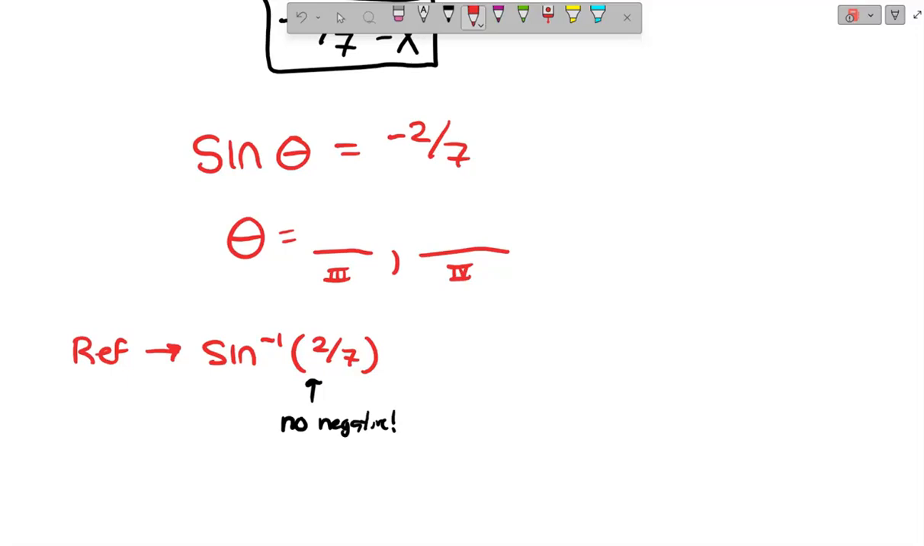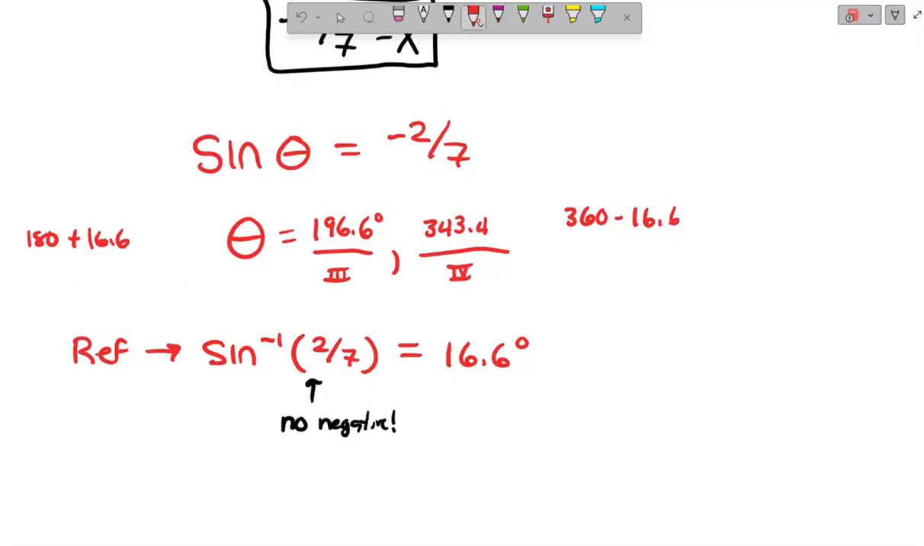So I put the sine inverse of 2/7 in my calculator. I don't have the calculator on screen to show you. But when I type that in, you should get 16.6 degrees. Now that we know that is my answer, we can now find our quadrant 3 and quadrant 4 answers. In quadrant 3, this would be 180 plus 16.6. So when I add those together, that gives me 196.6 degrees. In quadrant 4, the way I get this is 360 minus 16.6. And when I do that, I get an answer of 343.4 degrees. And that is our final answer for number 3.